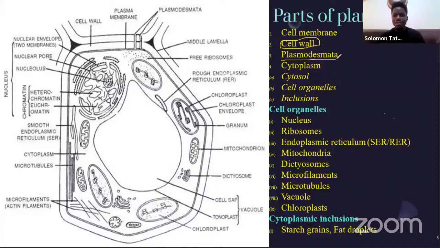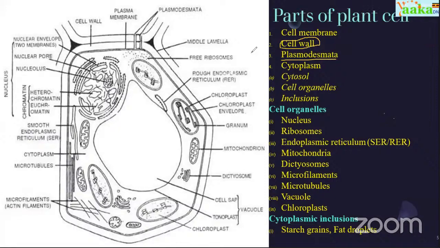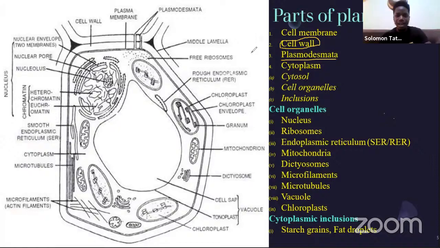Plasmodesmata. What is the function of plasmodesmata? Who would love to try? Besides Jamie, who would love to try? Richard. Plasmodesmata help in the transporting of substances from one cell to the other. Okay, allows in substances from one cell to another.